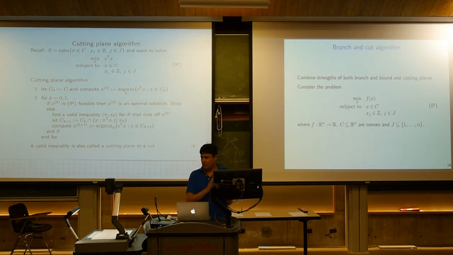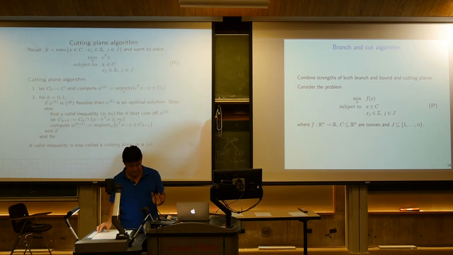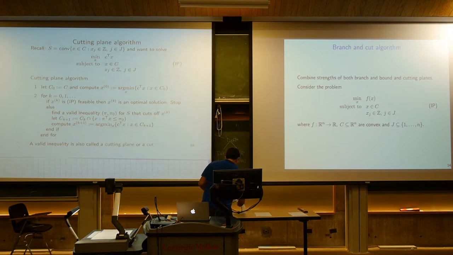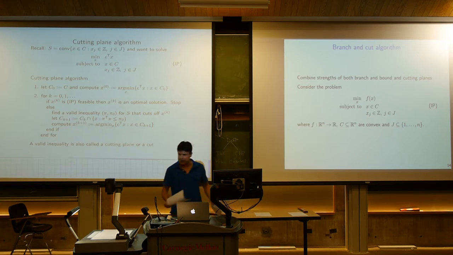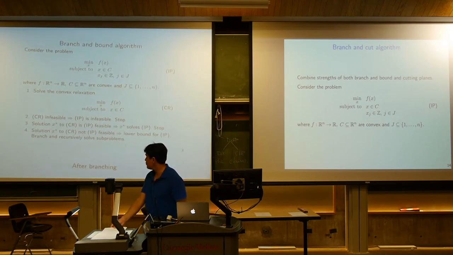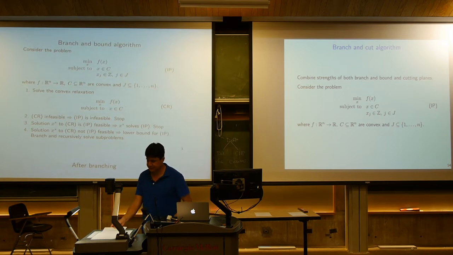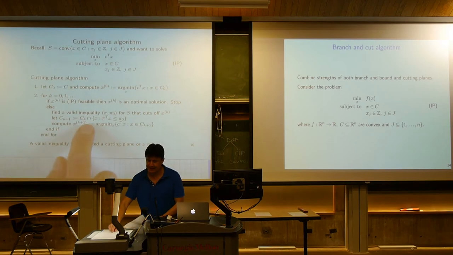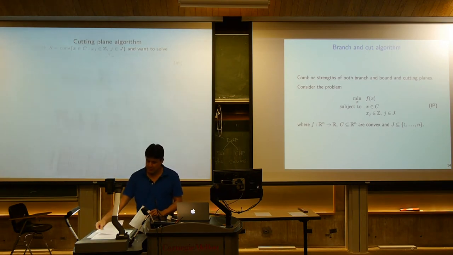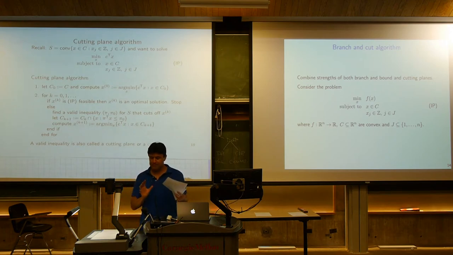So here's how we can then combine the best of both worlds. Here we had branch and bound, right? Branch and bound was an enumeration approach. And then cutting planes was an approach based on finding tighter and tighter descriptions of the convex hull of the feasible set, so tighter and tighter relaxations of that set. So in principle, the two approaches tackle the problem from different angles.